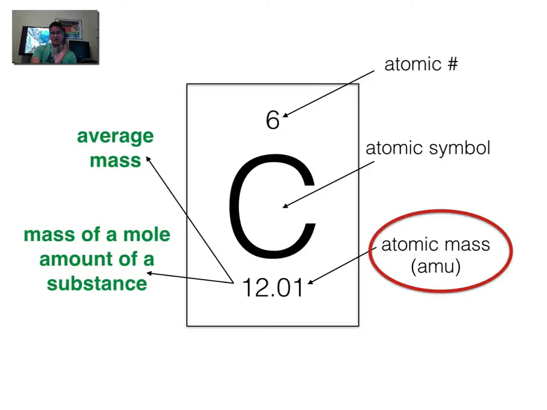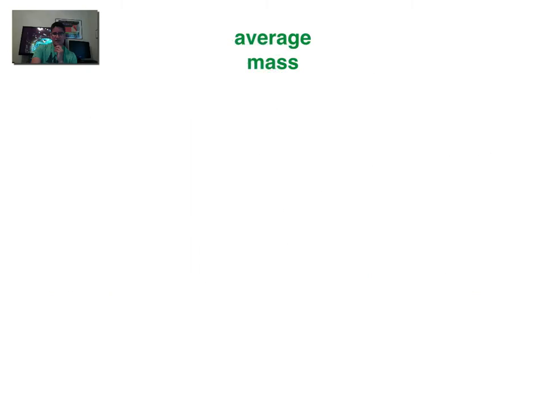There's two ways that we're going to look at this number. It gives you a lot of information. The first way that we're going to look at it is average mass, and then we're going to look at it as the mass of a mole amount of that substance. I'll discuss in more detail what that exactly means, because that can be pretty confusing sometimes, but hopefully with this video I'll be able to make it a little bit more understandable. So let's first discuss average mass.